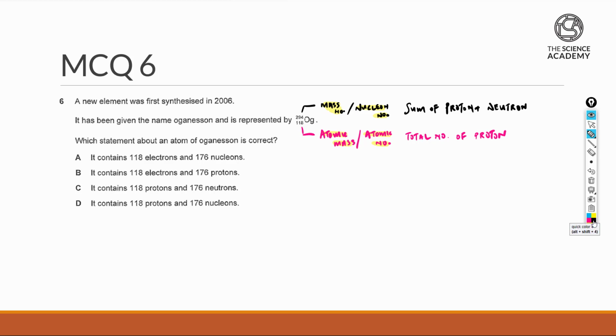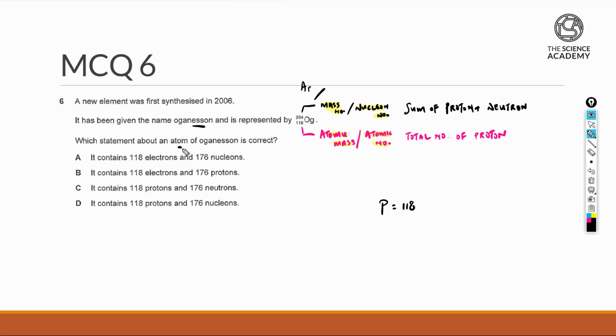So just a final add-on for the top, it could also be known as the relative atomic mass of the element. Looking at it over here, we're looking at this new element that was synthesized in 2006, pronounced as organism. So we are looking at the calculation. We have a 294 above and a 118 below. So in terms of the proton count, we should be looking for 118.